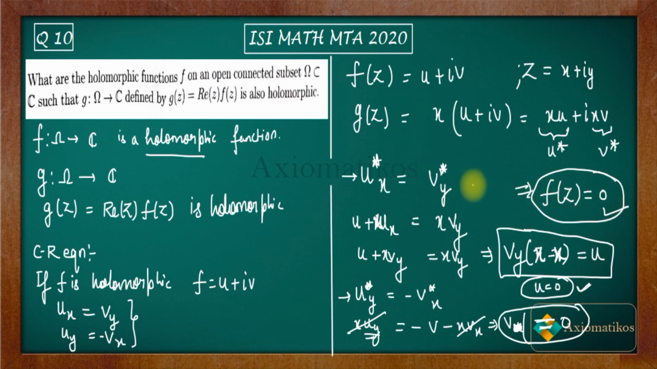So it was an easy question, and the total implication of the Cauchy-Riemann equation. This was the most important part.